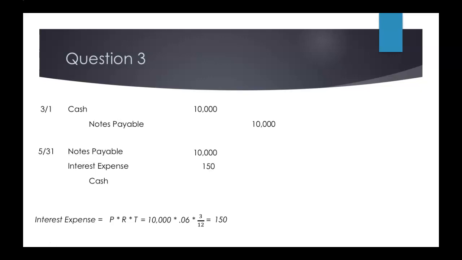Now, cash. Well, we're paying the principal and interest. The principal's $10,000, the interest is $150. So principal and interest is $10,150. We just add those two together. Because remember, we need our debits and credits to equal.